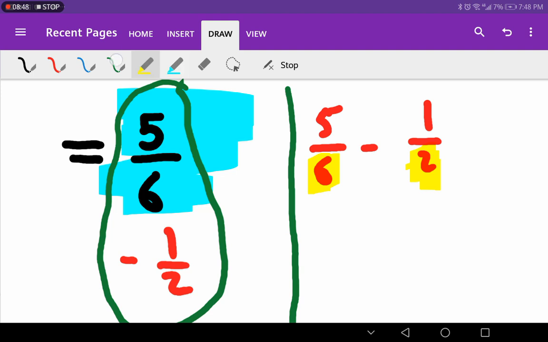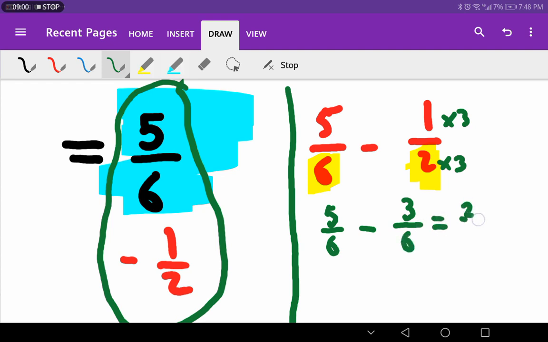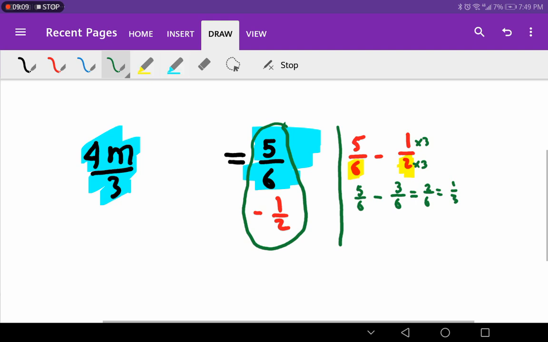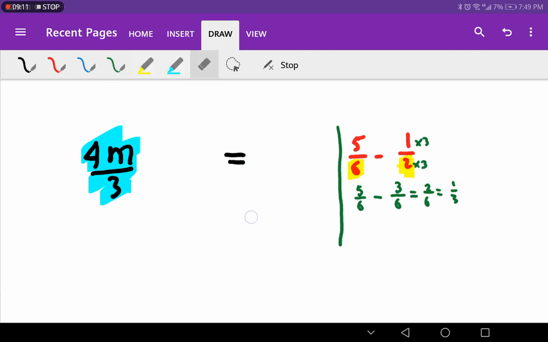So multiply. How could the 2 be 6? Multiply by 3, multiply by 3. So 5 over 6 minus 3 over 6 equals 2 over 6, and divide up by 2 gives 1 and down by 2 gives 3. So I will eliminate everything here and write 1 over 3. Now this is the right side.